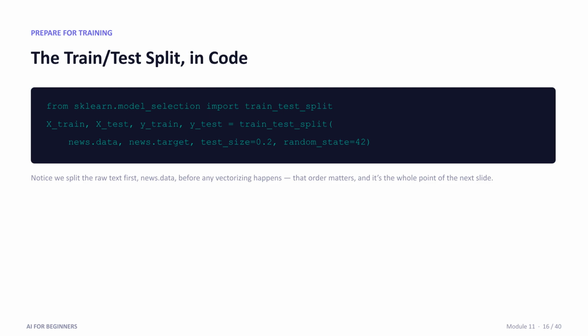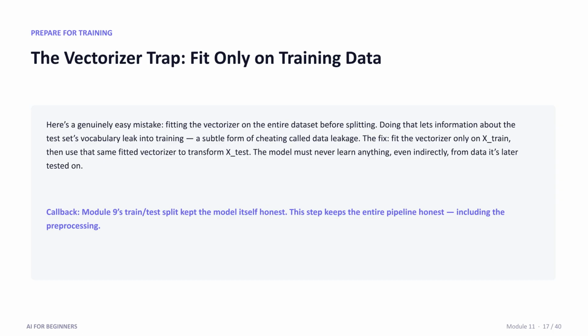We must split our dataset into training and testing sets, ensuring we do so before any vectorization to maintain the integrity of our results. A common mistake is fitting the vectorizer on the entire dataset. This creates "data leakage," where information from the test set influences the training process. Instead, fit the vectorizer only on the training portion, then use that same object to transform the test set.